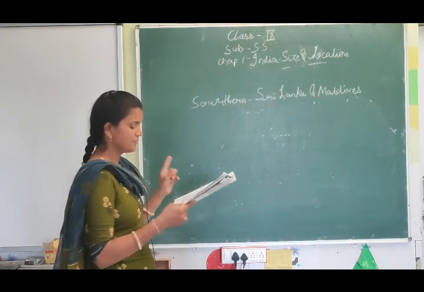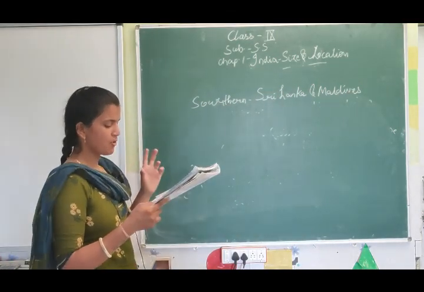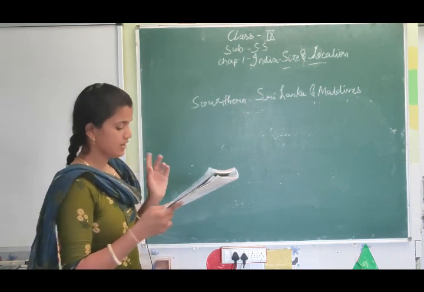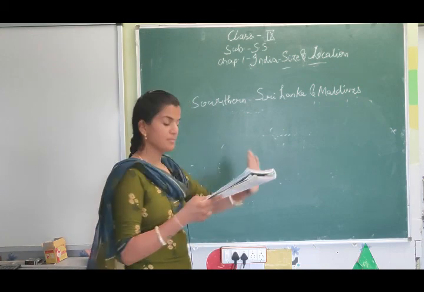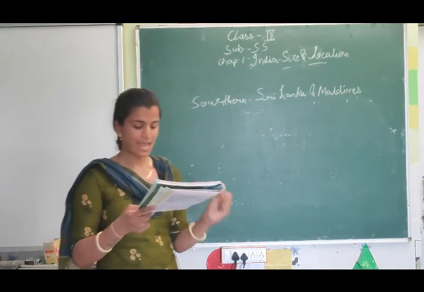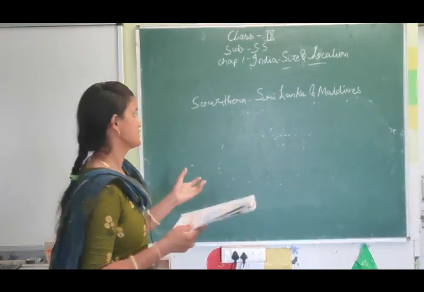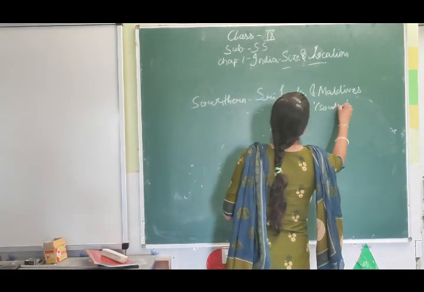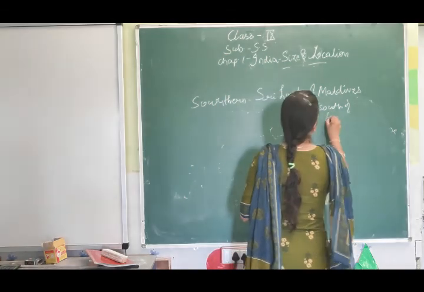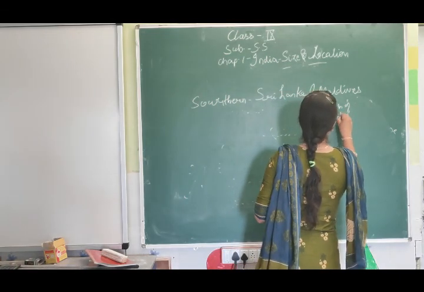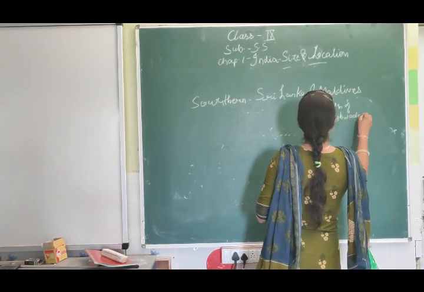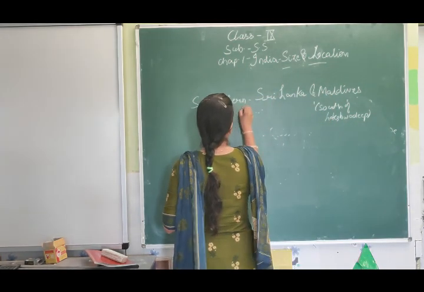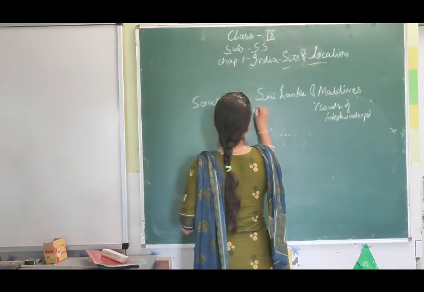Sri Lanka is separated from India by a narrow channel of sea formed by the Palk Strait and the Gulf of Mannar. These are the 2 straits which separate Sri Lanka from India, and the Maldives islands are situated to the south of Lakshadweep.